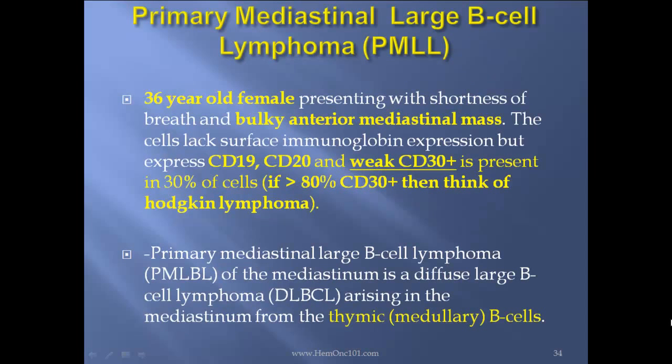Primary mediastinal large B-cell lymphoma. Case report. 36-year-old female presenting with shortness of breath and bulky anterior mediastinal mass. The cells lack surface immunoglobulin expression but express CD19, CD20, weak CD30, in 30% of cells. Remember, if it's more than 80%, think Hodgkin's with a mediastinal mass. Primary mediastinal large B-cell lymphoma is a diffuse large B-cell lymphoma arising in the mediastinum from the thymic B cells.